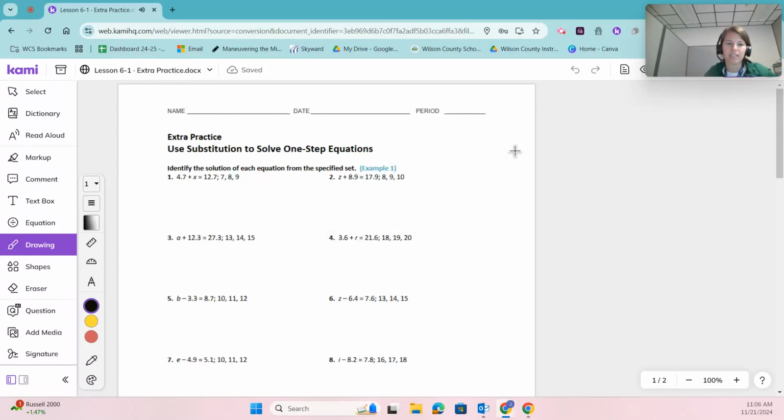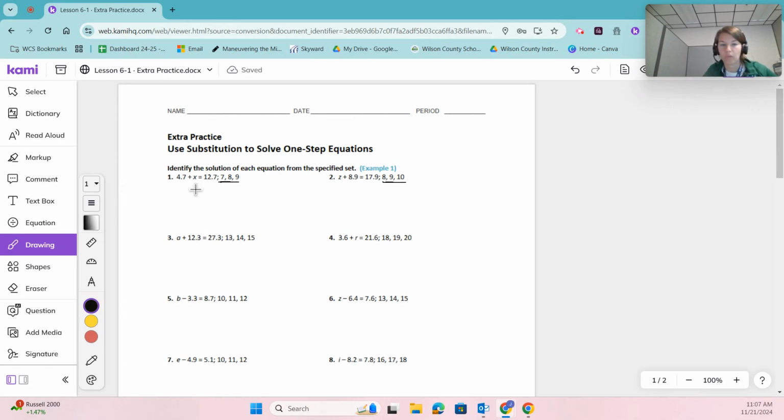Today we will be using substitution to solve one-step equations, okay? It says identify the solution of each set of equations from the specified list. So they give you a small list of numbers to choose from that will find the value of x.